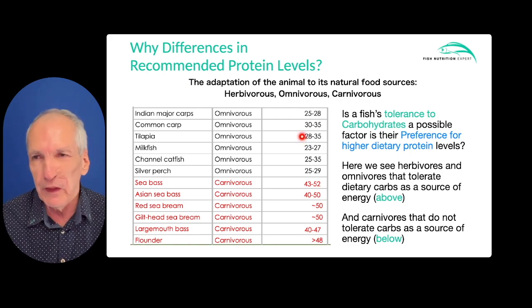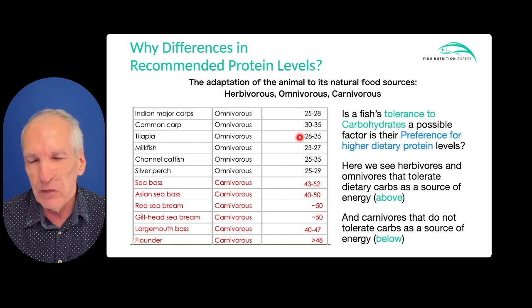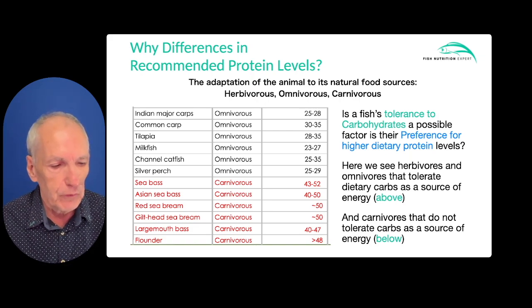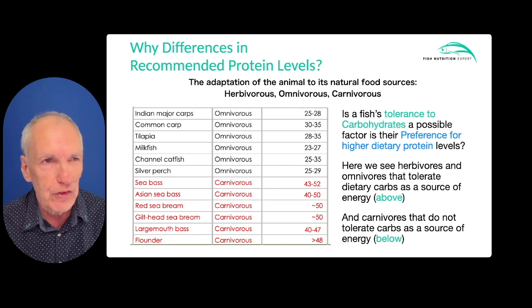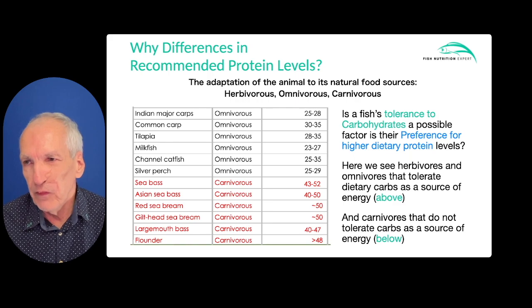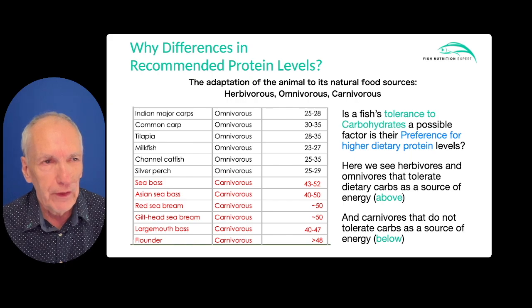In most cases, when we're formulating feeds, this difference is largely due to the presence of carbohydrates, of starches. And so that takes up some parts, 15 or 20, 25 parts of our 100 parts. And so I suggest to you that part of the reason we have these different protein levels depends on how a fish is able to tolerate carbohydrates. And so this is partly why they have a preference for high dietary protein feed levels.